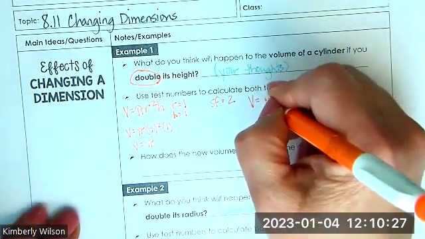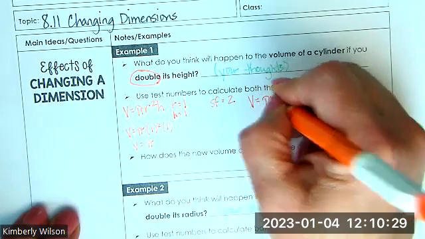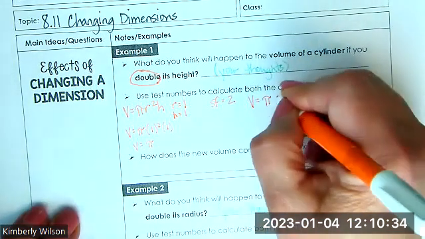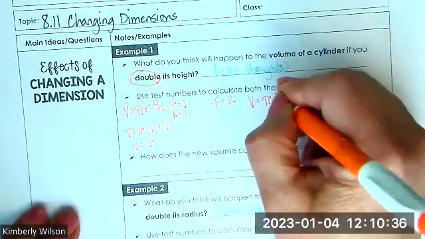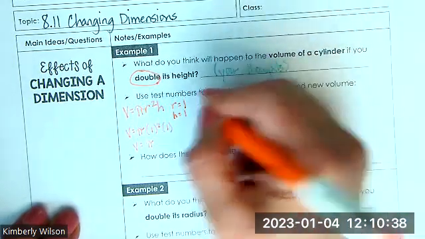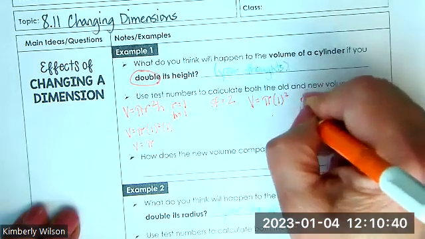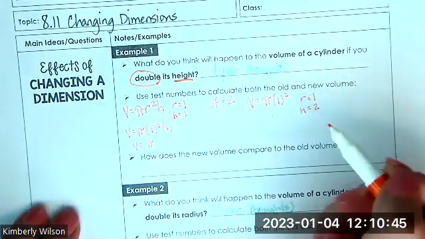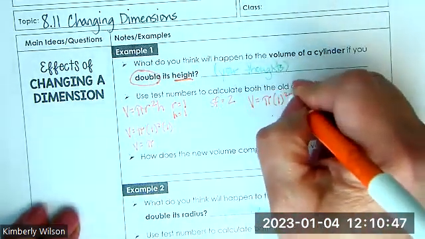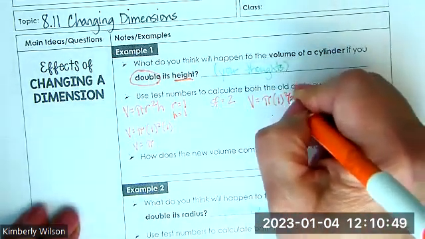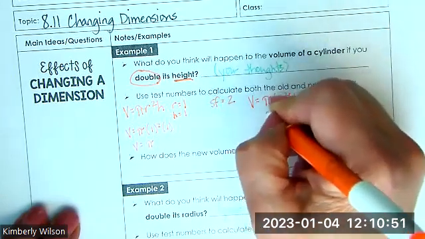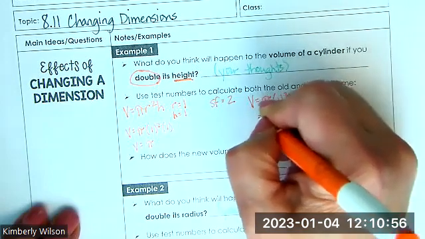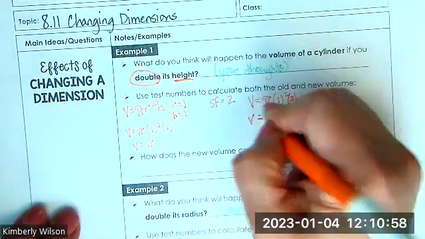So we plug this in. So now we have the radius is still 1, but now my height is 2 because it's doubled its height. Okay, so now we plug in and we're going to have 1 squared times 2. So that's going to give me 2 pi as my volume.